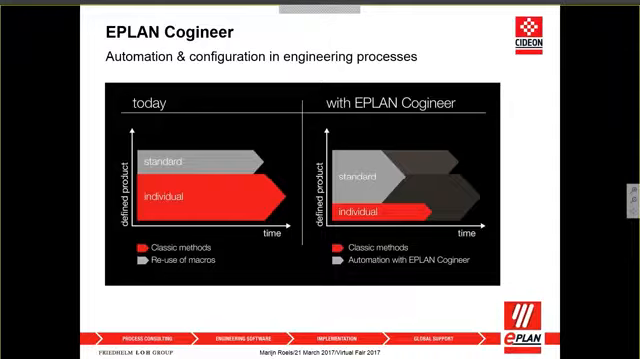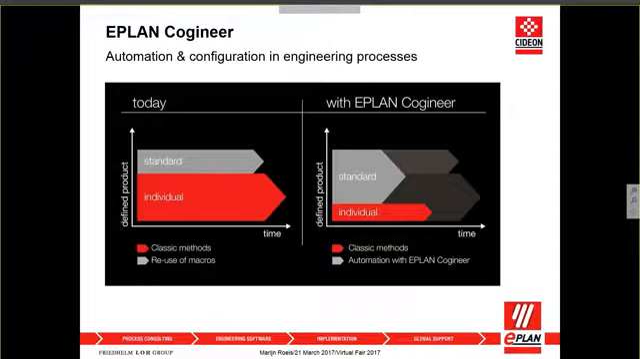It's not really in an intelligent way. So the reuse of macros, of building blocks, is not that high. Each time we lose a lot of time making sure we have the right data and the right components. With EPLAN Cogineer, we will show you today that this is much easier. We will make it much more efficient to reuse your classical data, your standard solutions, your approved solutions.